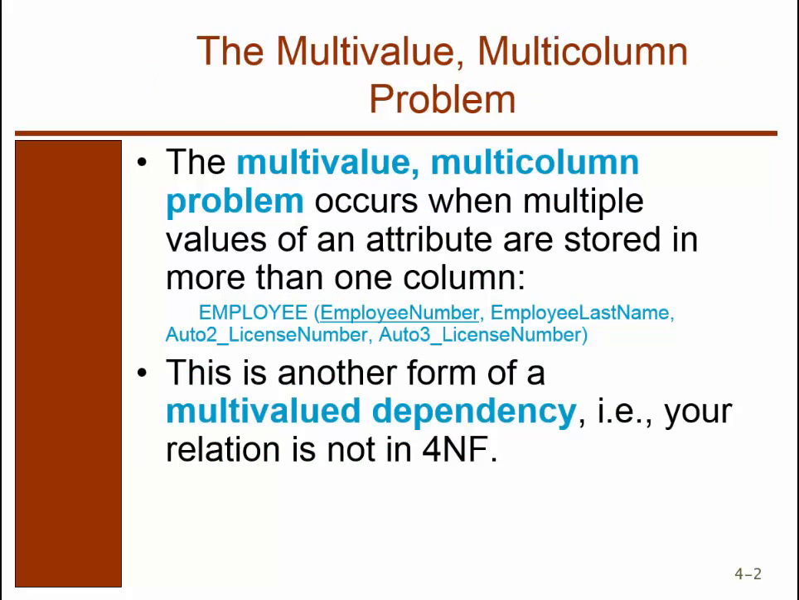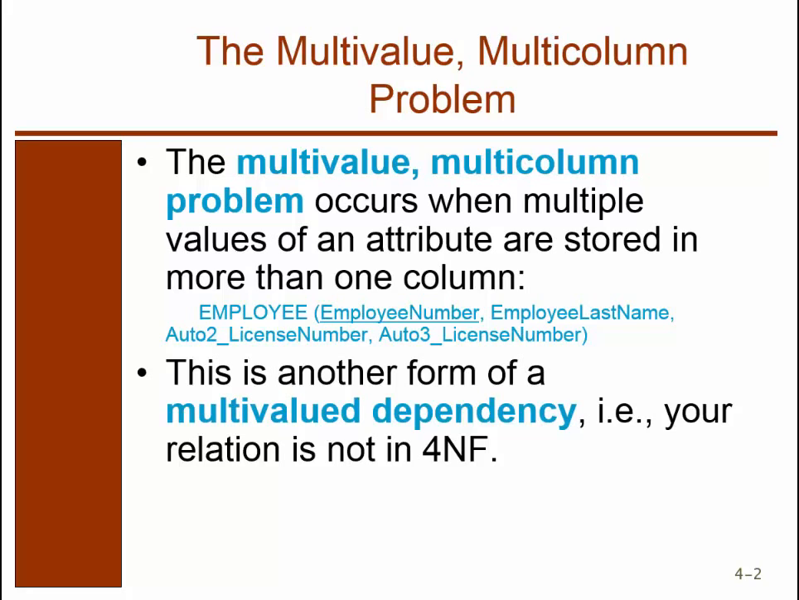The first is the multi-value, multi-column problem. This occurs when multiple values of an attribute are stored in more than one column. In the screen you see an example of an employee relation, which holds information about the employee number, the employee's name, as well as the license plate numbers of multiple automobiles. You can see this might be a problem because you don't know how many automobiles any given employee might have. What if they have more than 3? Will there be a way to store the information about all of their automobiles?